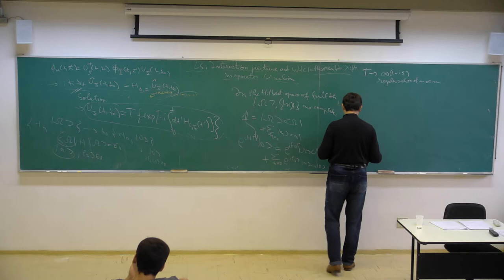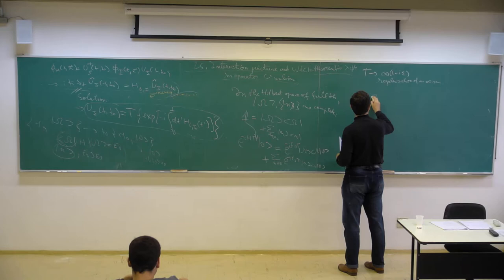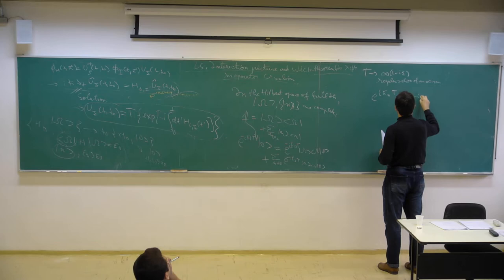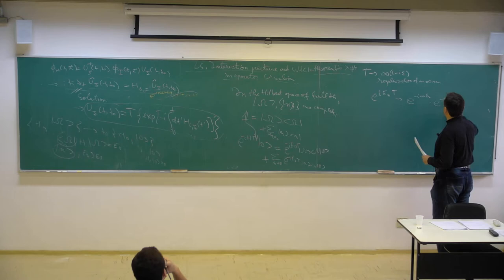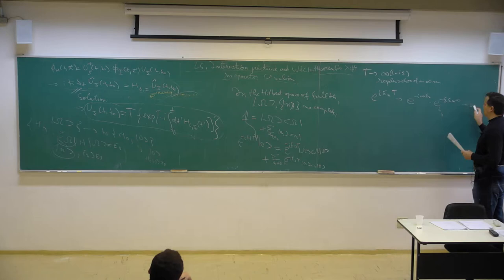I wanted it here with the minus. But the point is now, if I have e to the minus iE_n t, this is e to the minus i infinity times E_n. That's kind of oscillating, but then also e to the minus i times minus iε is e to the minus ε E_n infinity, right? And then this goes to zero.